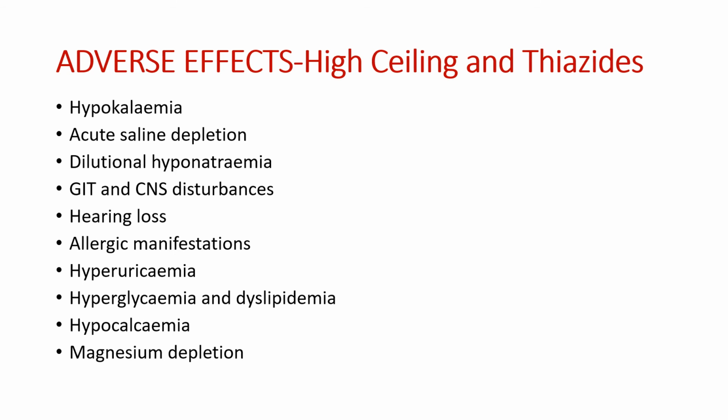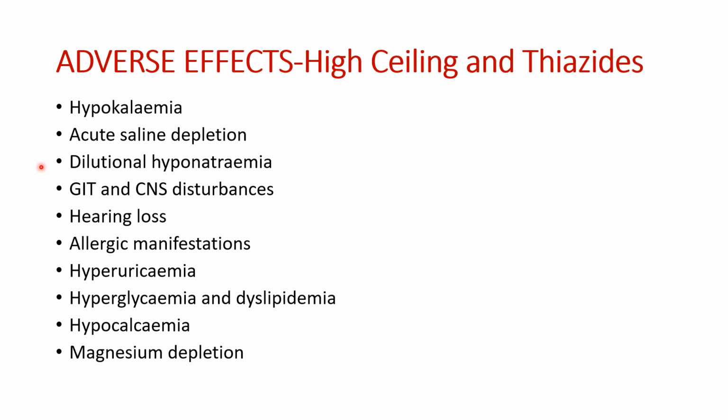Adverse effects of high ceiling and thiazide diuretics are mainly hypokalemia. So we all know sodium reabsorption is inhibited by these diuretics. So more sodium will be delivered to the collecting duct. So that means more sodium will be reabsorbed through the epithelial sodium channel under the regulation of aldosterone action, which means more potassium secretion. So this leads to hypokalemia, and it may cause acute saline depletion because of decreased sodium reabsorption.